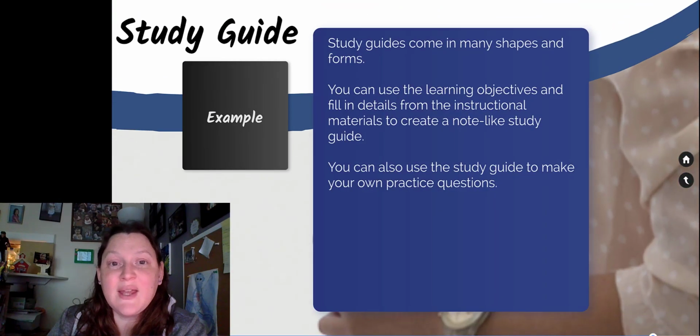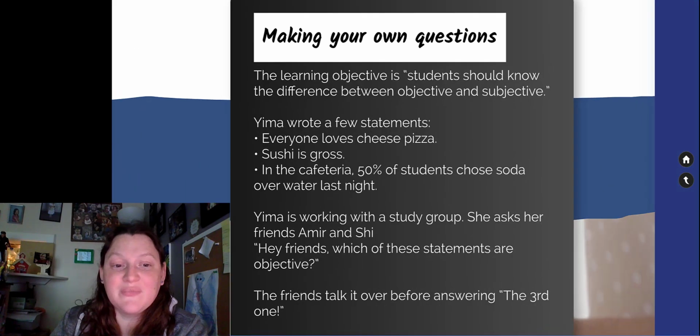A fourth way that learning objectives can be used is to create a study guide. Study guides come in many shapes and forms. They can use the learning objectives to fill in details from the instructional materials to create note-like study guides. You can also use the study guide to make your own practice questions.